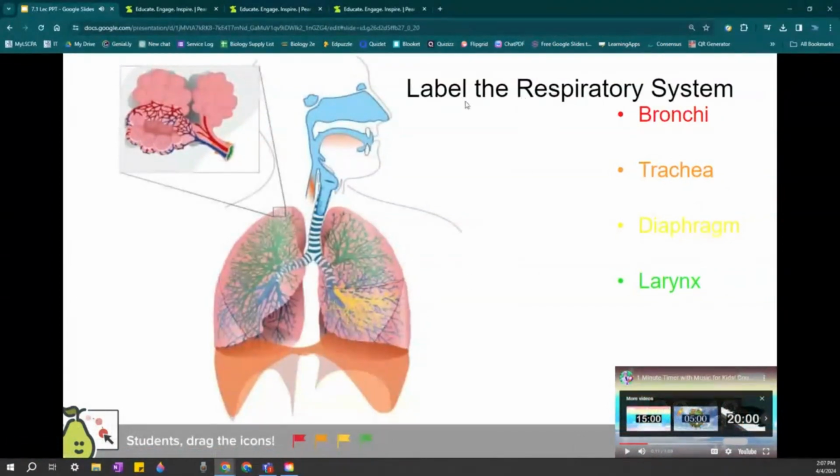Okay, so we are going to label the respiratory system. When we label the respiratory system, we need to find these different items. So bronchi. Well, I know that there are 2 bronchi. They're the main branches of this respiratory system. Trachea is the cartilaginous tube that we use for breathing. Diaphragm is the muscle that we use for breathing, and the larynx is going to be right there.